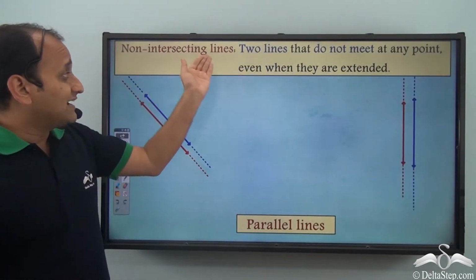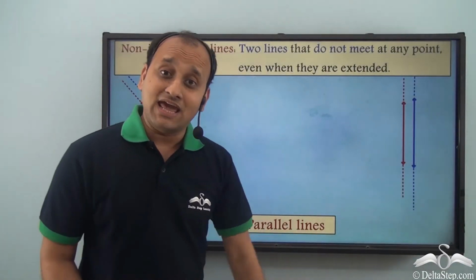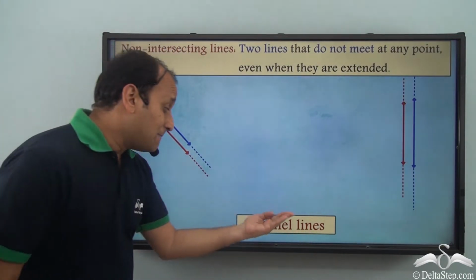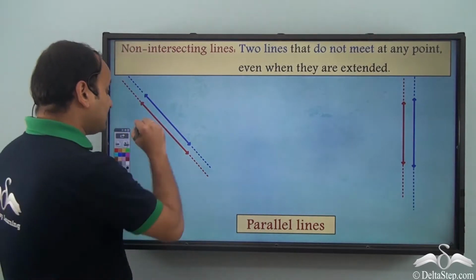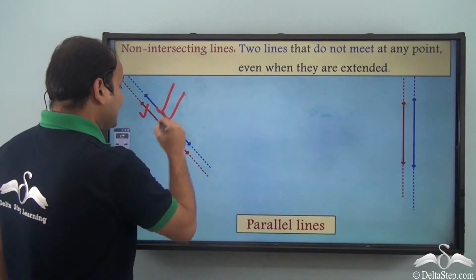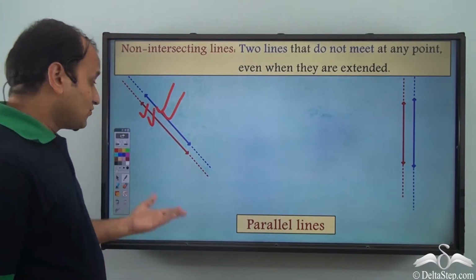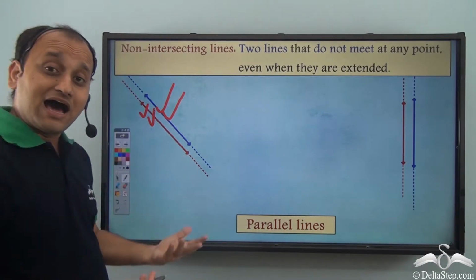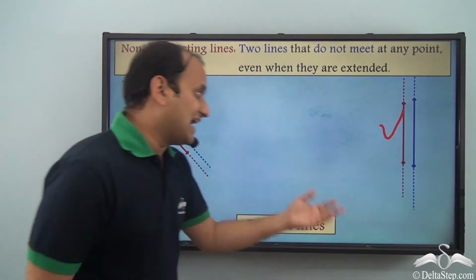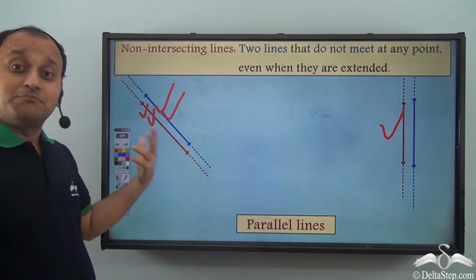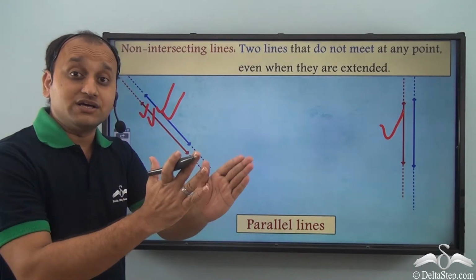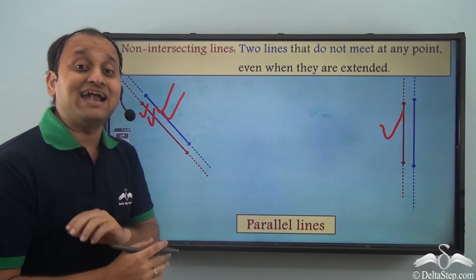Now in the case of non-intersecting lines, they have a special name. When we are talking about non-intersecting lines, they are also called parallel lines. So we can say that the red line is parallel to the blue line, or the blue line is parallel to the red line, or the blue and red lines are parallel lines. In both these cases, these are parallel lines because they are non-intersecting lines and they run along each other without meeting at any point.